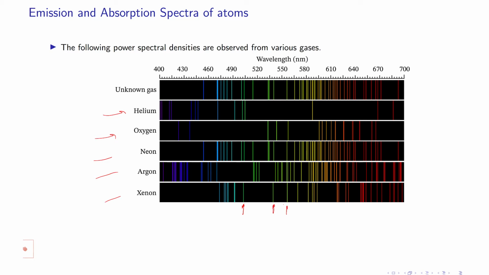Now, if you have an unknown gas, you increase the temperature of this gas, and then the gas starts to produce light. You decompose this light, and you see these frequencies. So for instance, here you see that you have this frequency, and based on the light produced by the unknown gas, you can determine which gases, a mixture of what, these unknown gases are.